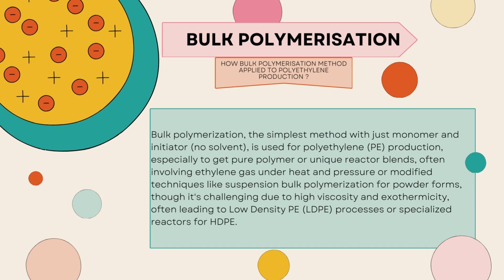Bulk polymerization is the simplest method, which has only monomer and initiator, with no solvent. It is used for polyethylene production, especially to get pure polymer or reactor blends, often involving ethylene gas under heat and pressure, or modified techniques like suspension bulk polymerization for powder form. It is challenging due to high viscosity and exothermicity, often leading to the LDPE process or specialized reactors for HDPE.